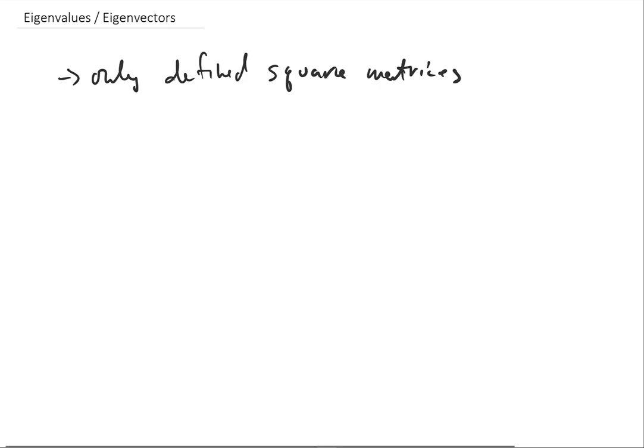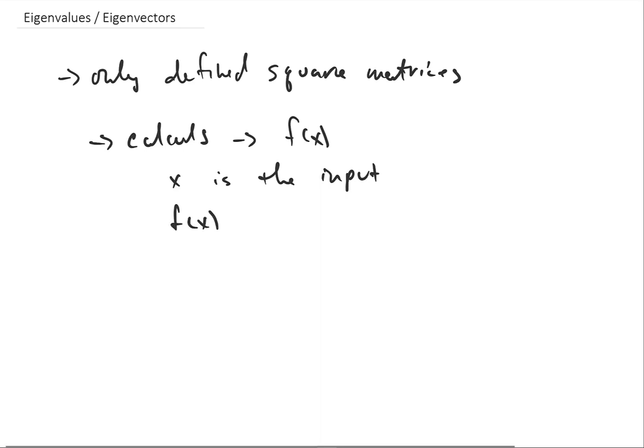And when we're thinking about eigenvalues and eigenvectors, we make the analogy from linear algebra to calculus. So in calculus, we have functions, and we put x into a function, and we get f of x out, right? So that's sort of the calculus model. f of x is a function, x is the input, and f of x comes out. f is the function. x is the input, f of x is the output. That's what we get out.